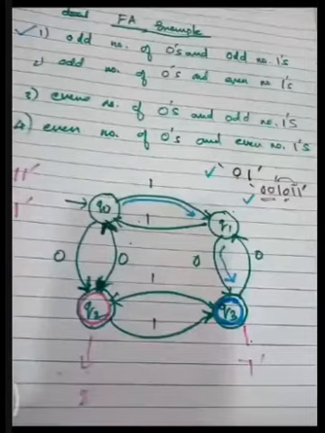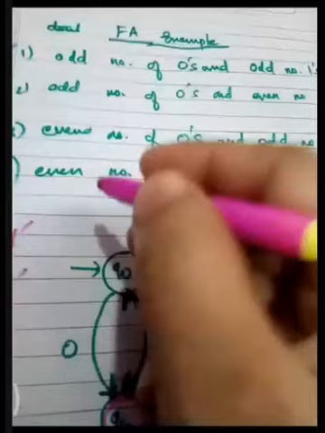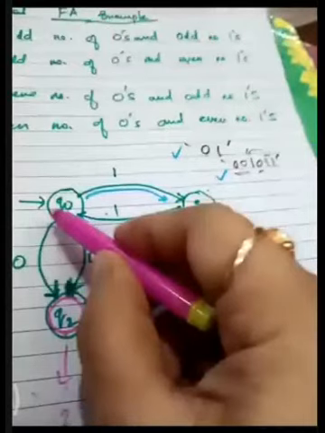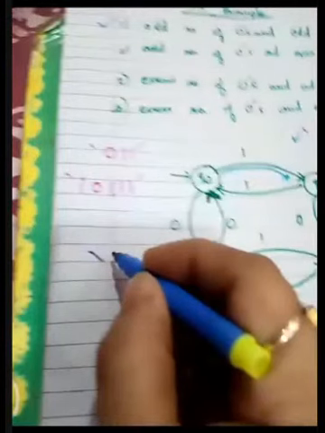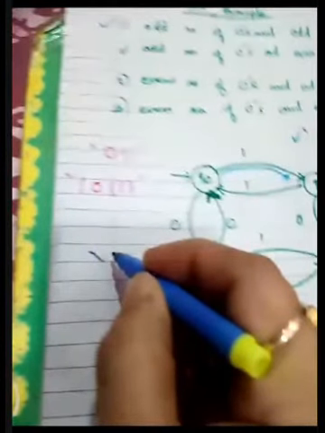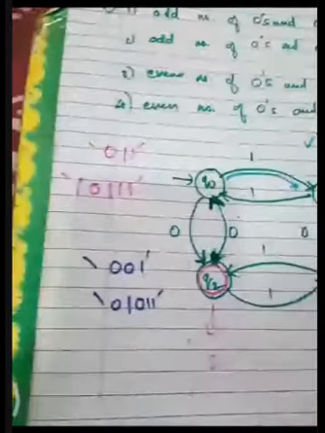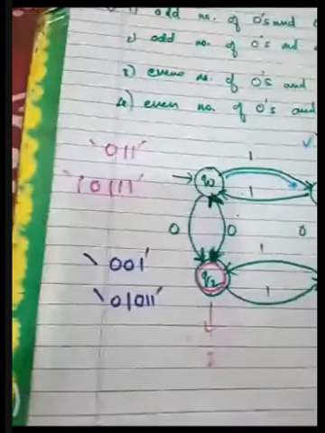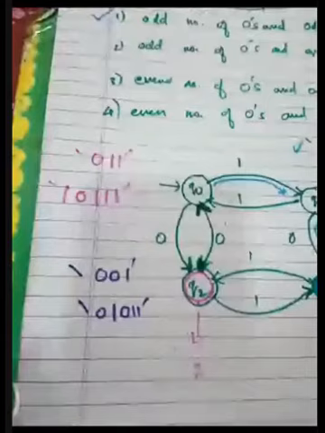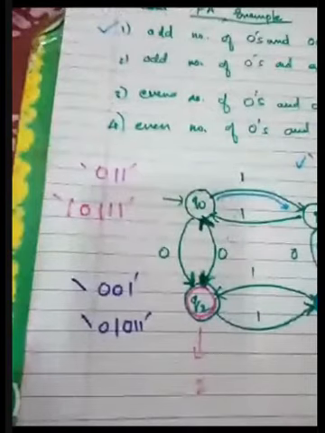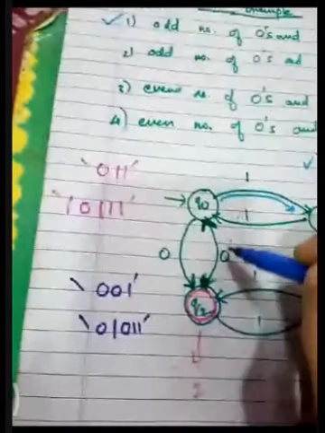Now the third case will be the even number of zeros and odd number of ones. So even number of zeros. Even number means we can have the example as what? The example could be 0 0 1 or 0 1 0 1 1. These two cases are for which one? The even number of zeros and odd number of ones. So even number of zeros means 0 0 and then 1.